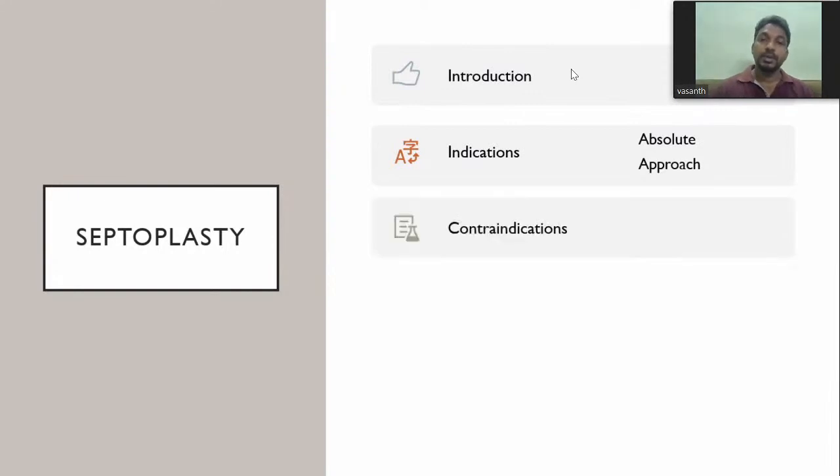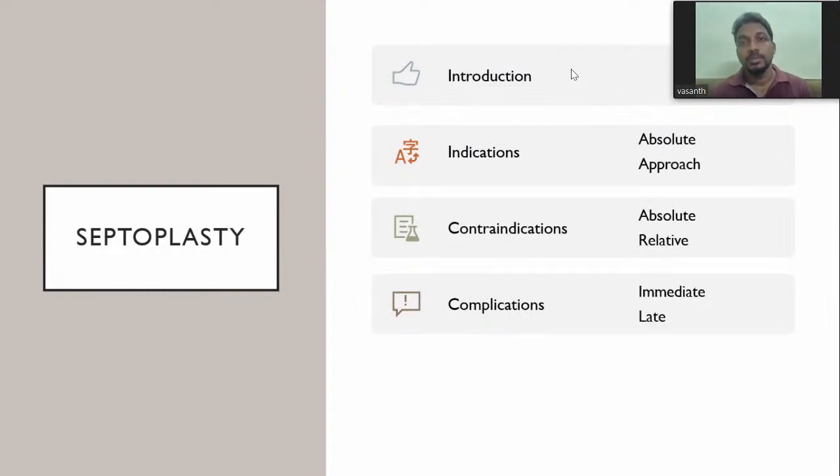Okay. Contraindications of the surgery: bleeding disorders, or any other relative contraindications. So there is no absolute contraindication of doing a septoplasty. Usually we don't do it in very small kids. Okay. And the complications, as for all surgeries: what are the immediate complications, late complications? Immediate complication, bleeding. Okay. And injury to the neighboring structures.